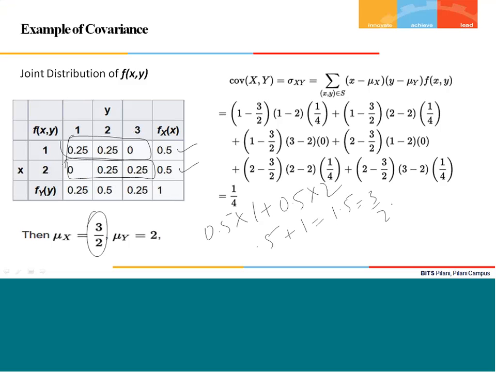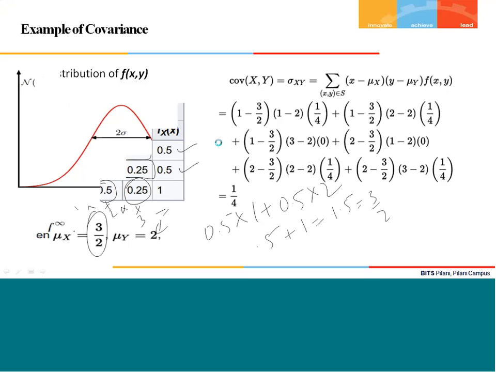Likewise, for the expected value of y, this is the probability of y equals 1, this is the probability of y equals 2, and this is the probability of y equals 3. Multiply by 1, multiply by 2, multiply by 3, and sum it. You will get the expected value, that is 2. And this is how you will calculate a covariance.